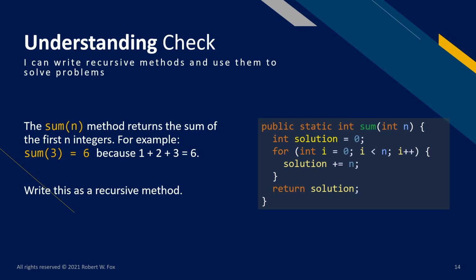For our understanding check today, we'll start with an iterative method called sum. What this method does is it uses a loop to add up the first n integers. So if I were to call sum 3, it would end up returning a 6 because the loop would add together the numbers 1, 2, and 3 to get the final solution. So what I'd like you to do is write this as a recursive method. To do that, you need to think about how this summing problem could be defined in terms of itself, and what would be the base case to stop that recursion. Think about those two things, pause the video, and when you're ready, we'll see the solution on the next slide.